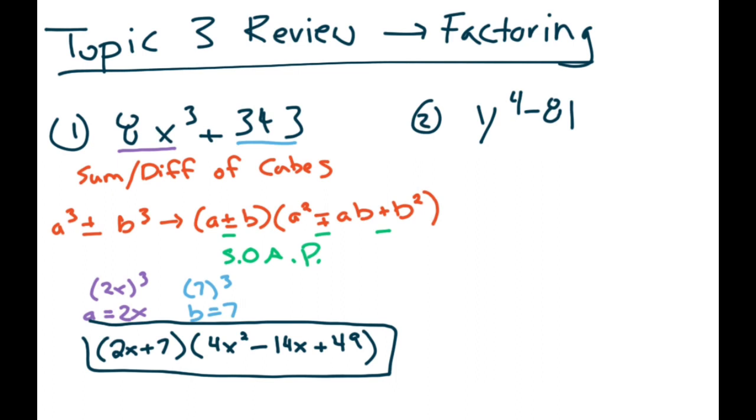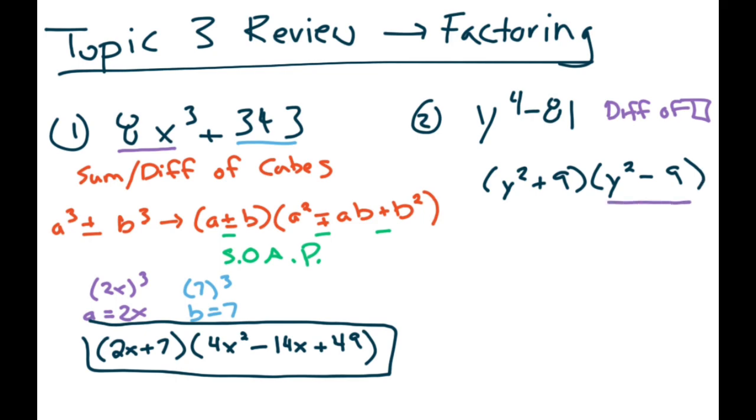Two. Now, neither of these numbers are perfect cube numbers, but they are perfect square numbers. We can take the square root. So we are going to use difference of squares on these. So that's where we take the square roots. One is plus and one is minus. So y squared plus 9 times y squared minus 9.